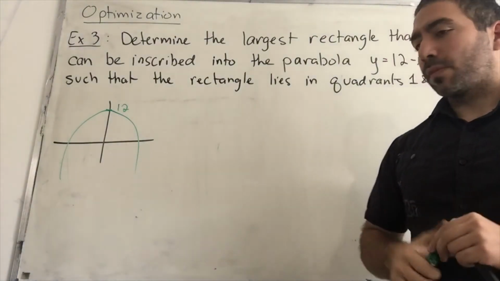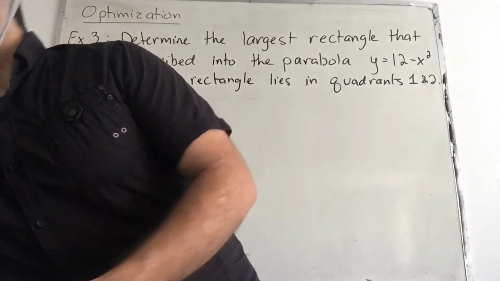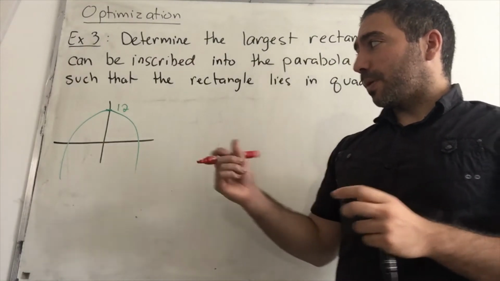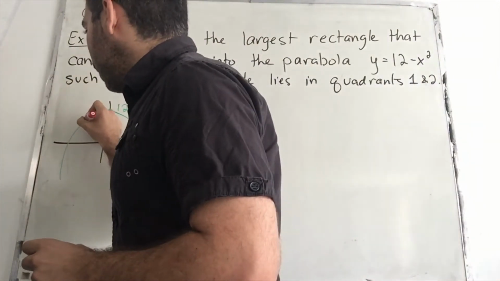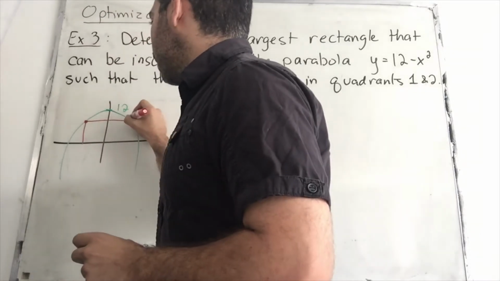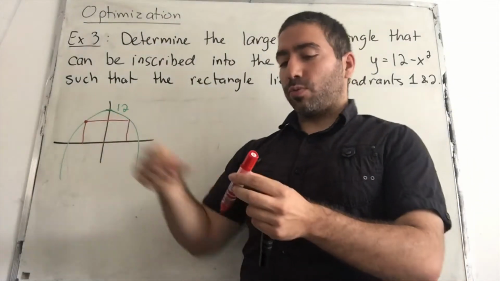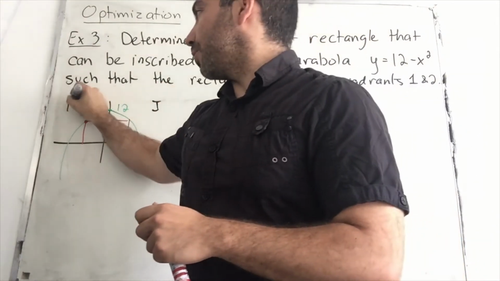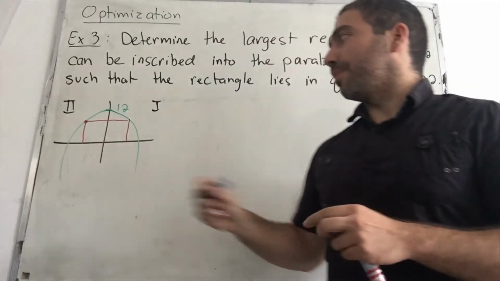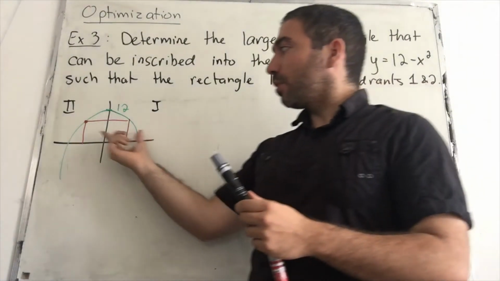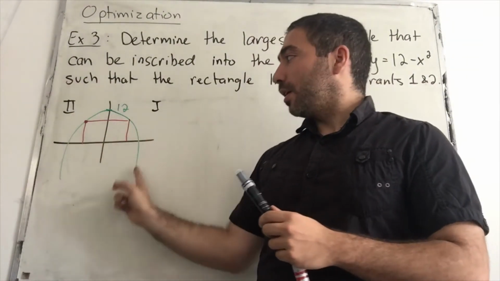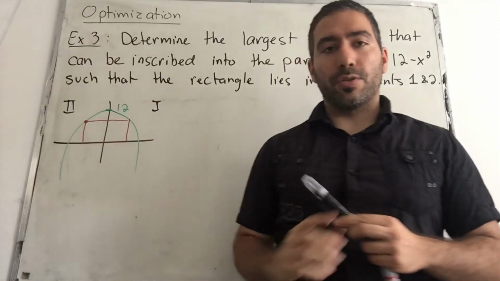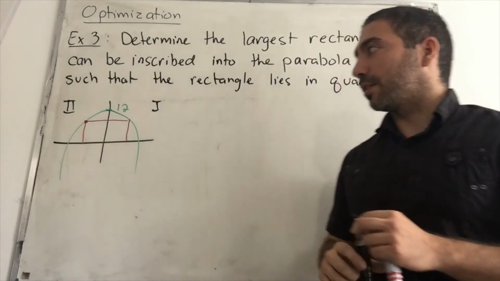Okay. And let me draw it in red. We're dealing with a rectangle. What's the largest rectangle that we could put here within quadrants 1 and 2? So remember your quadrants. This is quadrant 1. This is quadrant 2. This would be 3 and this would be 4. So what's the largest rectangle that we could have inscribed in our parabola, but still within the first two quadrants? This is what the question's asking us.